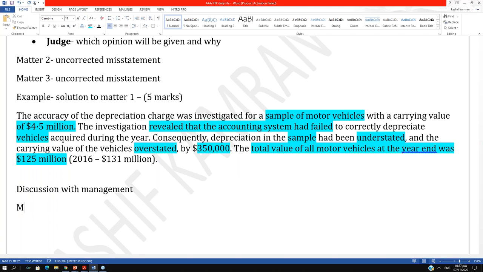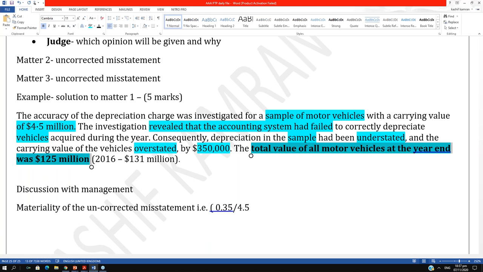When you find the materiality of the uncorrected misstatement, that is, bracket open, how much is the total misstatement? In a sample of 4.5 million, the misstatement was 0.35. Agree? So how much will be the total misstatement in the total value of the motor vehicles? The total value of the motor vehicles was 125. You took a sample, and in the sample, how much misstatement did you identify?